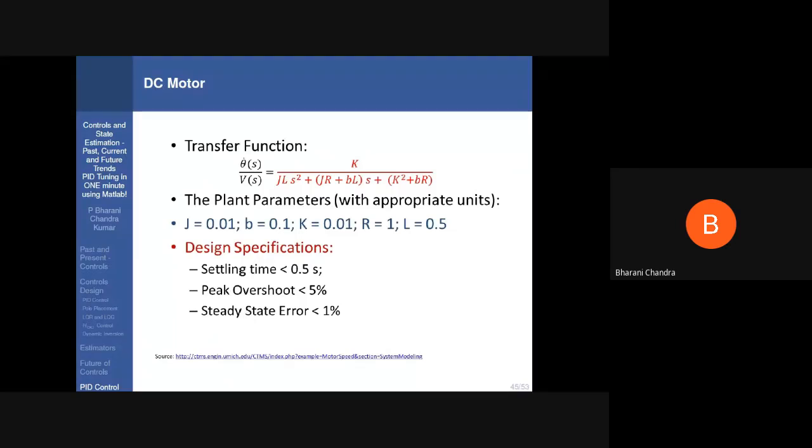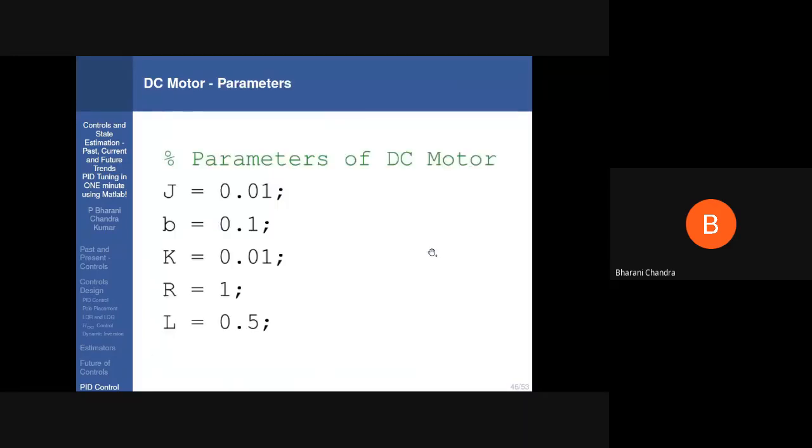For simplicity, I have used a simple DC motor transfer function where the speed is the output and the voltage is the input. The plant parameters are something like this. My desired specification is settling time less than 0.5 second, overshoot less than 5%, and steady state error less than 1%. I have taken this particular transfer function from the Michigan University website. These are the parameters, which you can directly write in MATLAB.